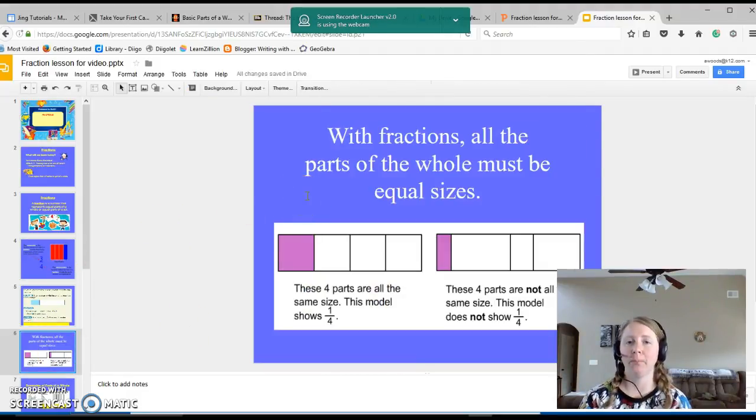With fractions, all parts of the whole must be equal sizes. They have to be the same size. They can't be too big and then this size. They have to be exactly the same amount. If you look at the first example here, all 4 of these parts are the same size, as you can see around here in this square. So this model shows 1 out of 4 pieces is shaded. Now these 4 parts are not equal, not the same size. So this model does not show 1/4.